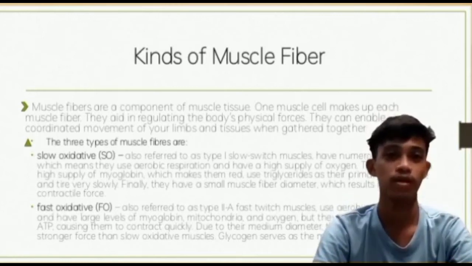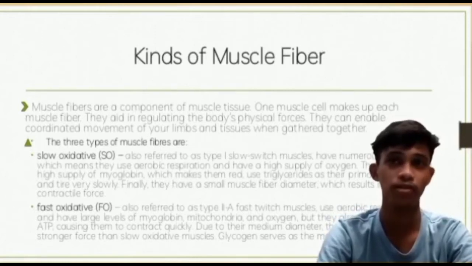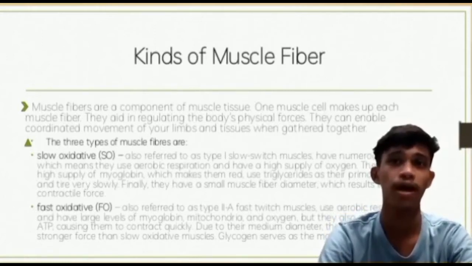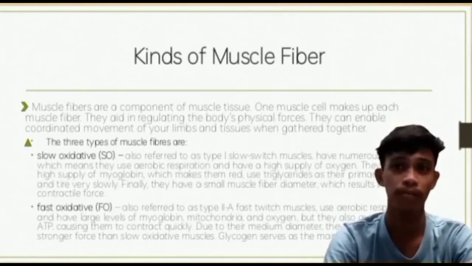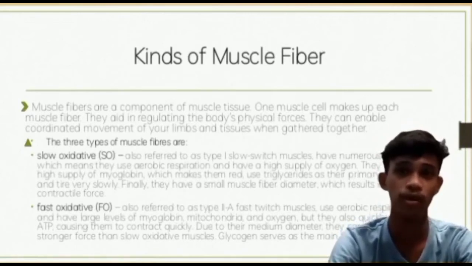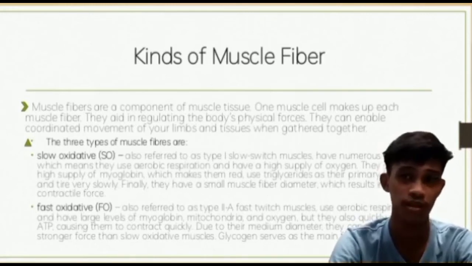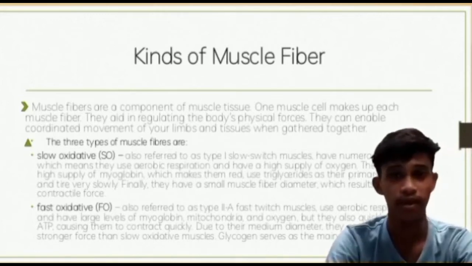Fast glycolytic, or FG. And lastly, fast glycolytic muscles have few mitochondria and a limited supply of oxygen. They seem white because they have extremely few myoglobin molecules in them. Due to the enormous diameter of the muscle fibers, a strong contractive force is generated. They contract quickly because they degrade ATP quickly.